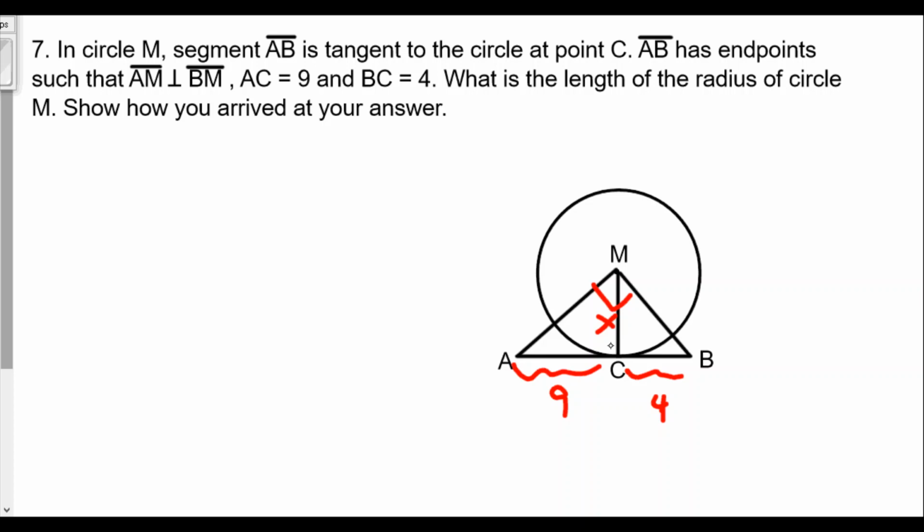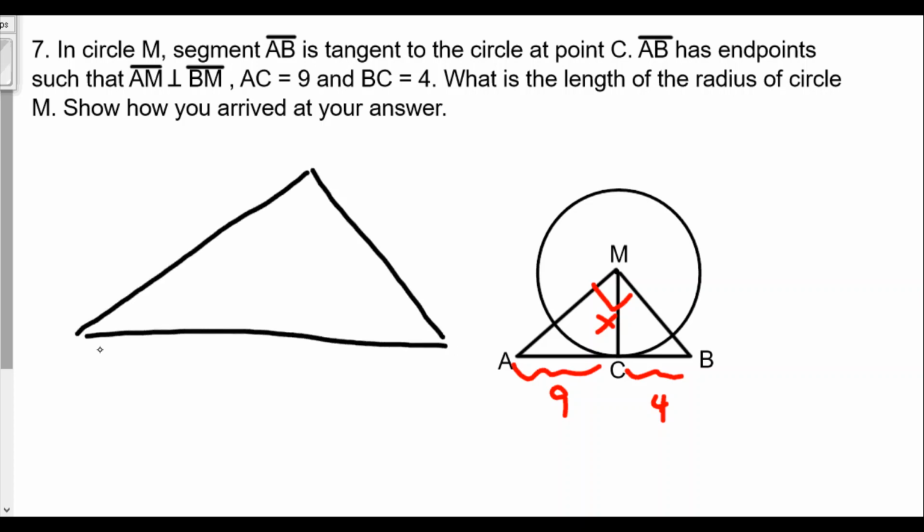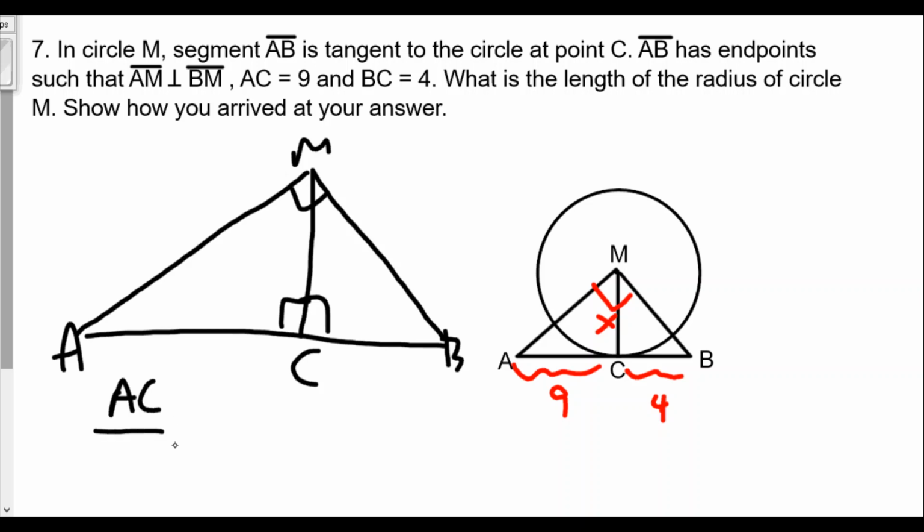Now, here's the funny thing. We have seen problems like this before in a different type of situation. Even though we're dealing with circles, this is actually a problem that deals with drawing an altitude to the hypotenuse of a right triangle. Here's A, M, here's B, and here's C. The idea is that we have a projection of AC, we have the altitude MC, and the second projection CB. So we have a proportion: AC over CM equals CM over BC.